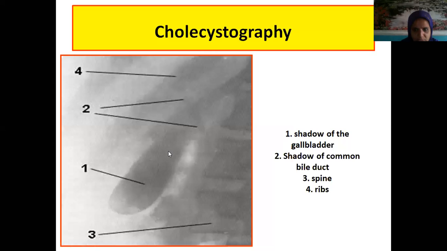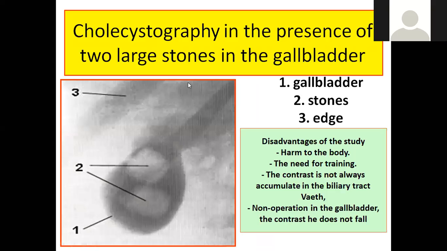So in the cholecystography, are you finding this shadow? The shadow is of the gallbladder. Okay? Then you are finding the bile duct, and the rest of the white shadows are actually the ribs. Bones. Here, this is the outline of the gallbladder again, isn't it? Cholecystography. So again, are you finding number 2? What are these? Stones. Okay.